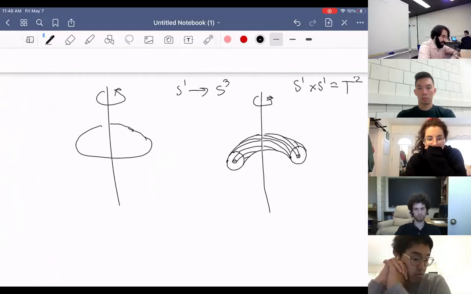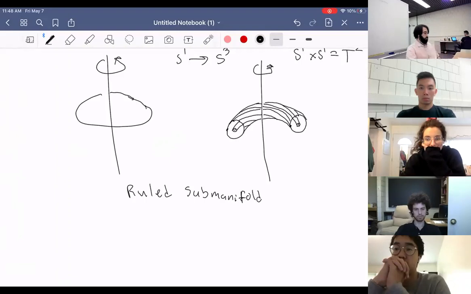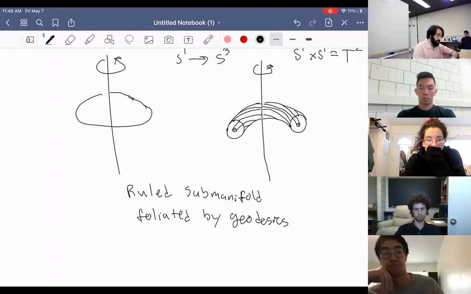And when a manifold or a submanifold is foliated by geodesics like this, it's called a ruled surface or a ruled submanifold. So, what does that mean in relation to a minimal surface and a totally geodesic surface?